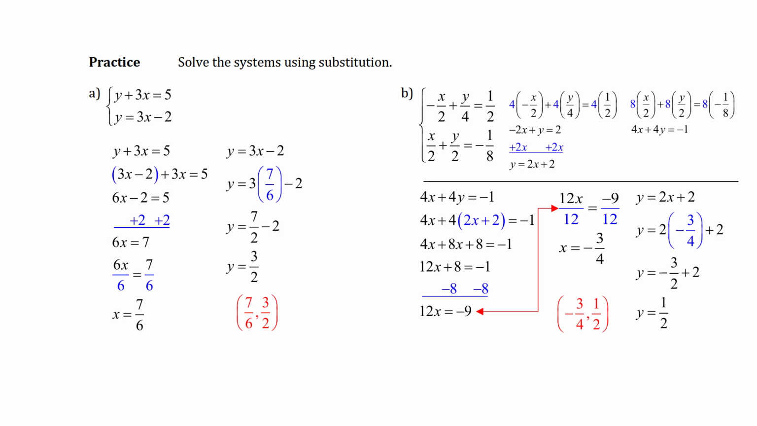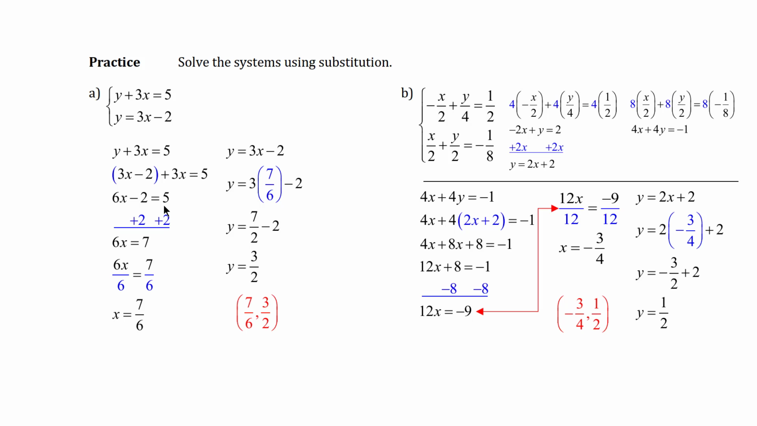Alright, so let's get started with part A. For part A, the second equation is already solved for y, so we're going to substitute in the value for y, which is 3x minus 2, into the first equation. So we get parentheses 3x minus 2, close parentheses, plus 3x equals 5. The next step is solving for x, so we can get rid of the parentheses and then combine like terms. So we have 3x plus 3x is 6x, and then we bring down the minus 2. On the right hand side, we just bring down the 5. We have 6x minus 2 equals 5.